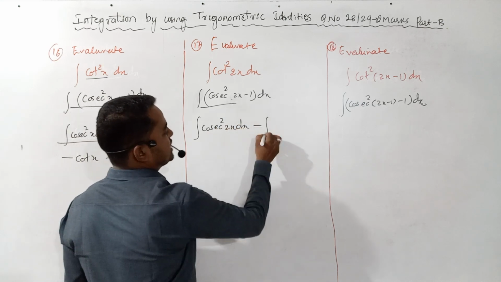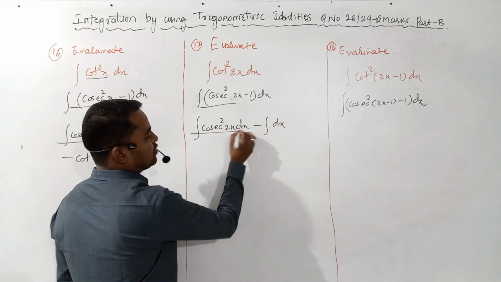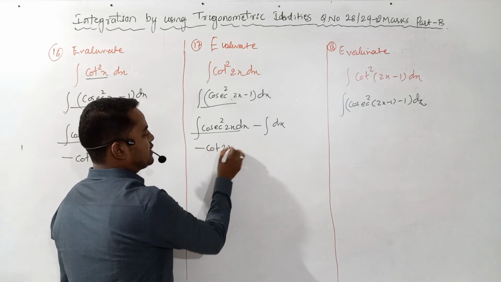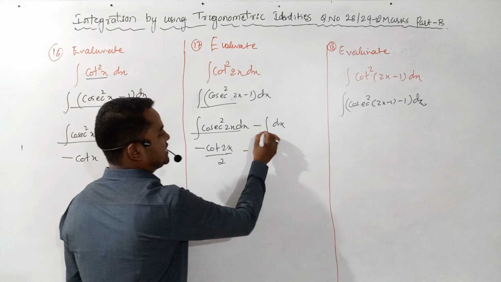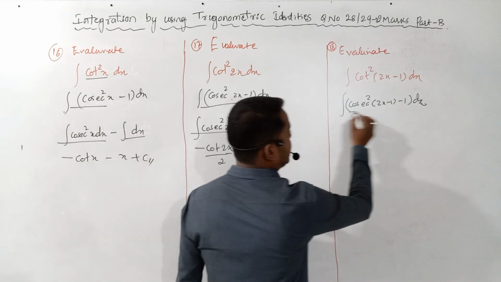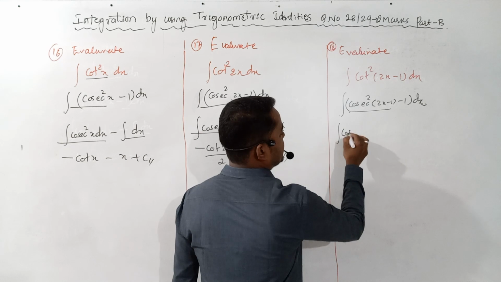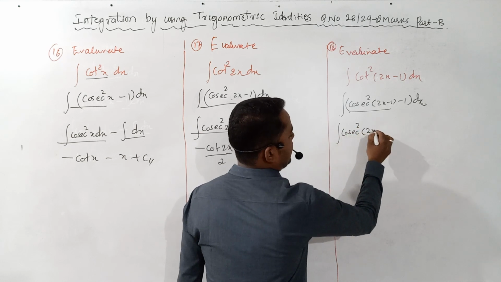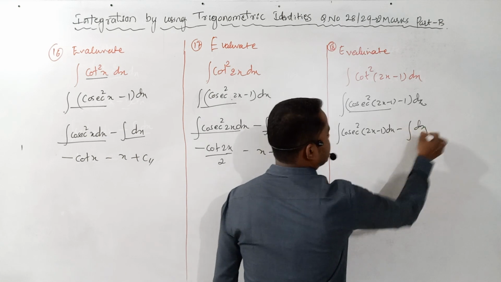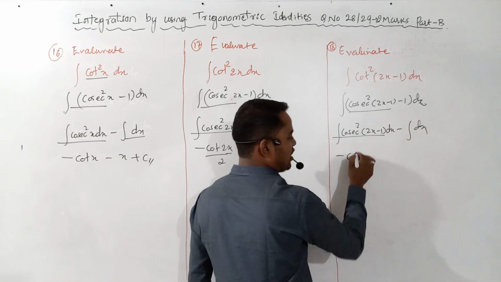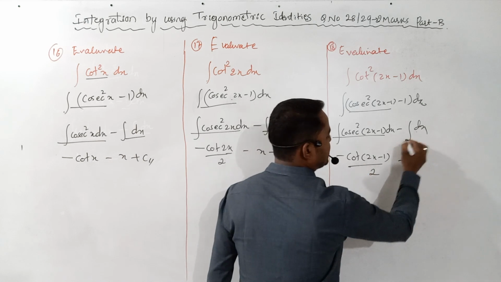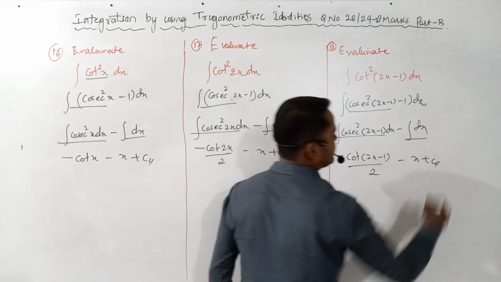Now same here, integration of cosec square 2x dx minus 1 into dx is what? dx. Integration of cosec square 2x is what? Minus cot 2x divided by 2, minus dx means what? x plus c. Again this one, integration of cosec square 2x minus 1 dx minus 1 into dx is what? dx. Then this one is what? Minus cot 2x minus 1 divided by 2, minus integration of dx is what? x plus c.